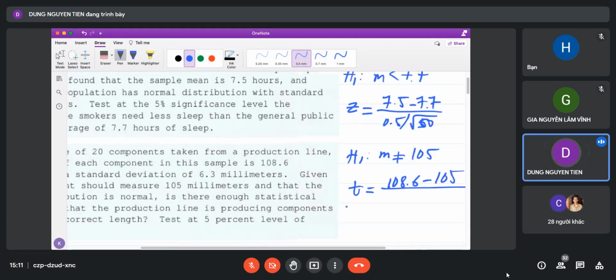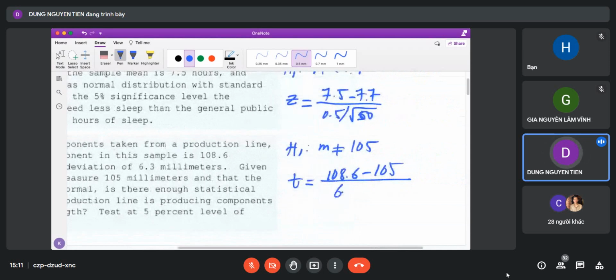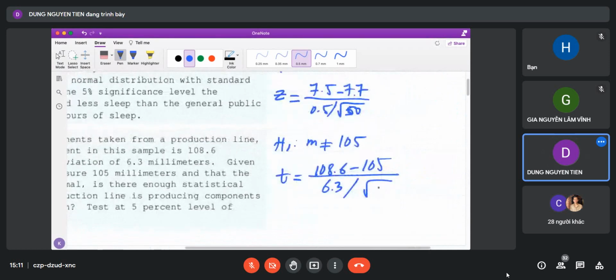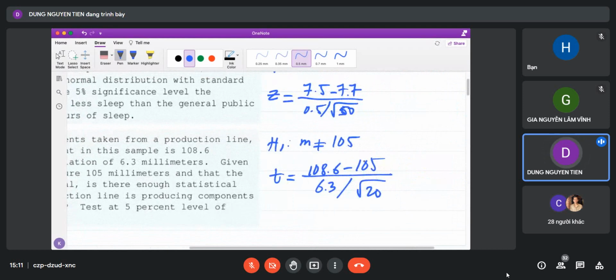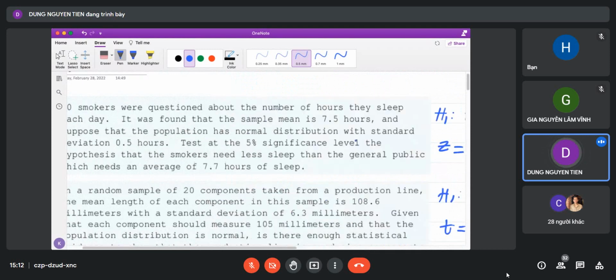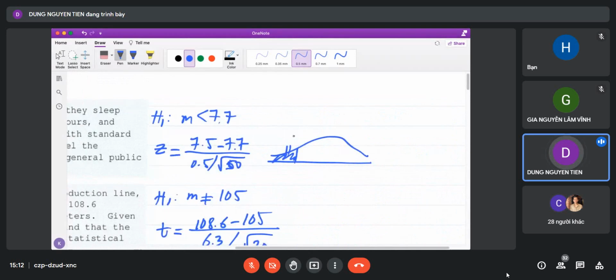the sample standard deviation, which is 6.3, divided by the square root of n, and in this case n is 20. Understand? For the first one, you need to use the standard normal distribution, and that is the left tail. So this becomes 5%, 0.05, and this point.